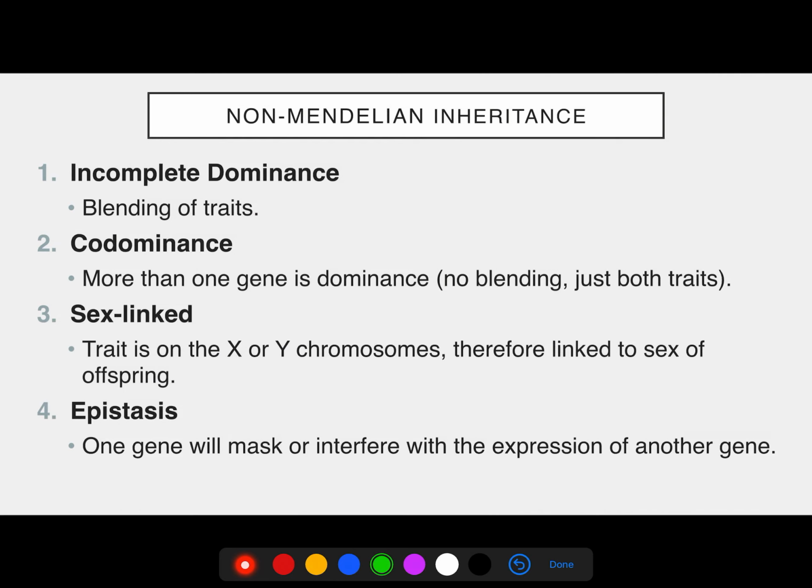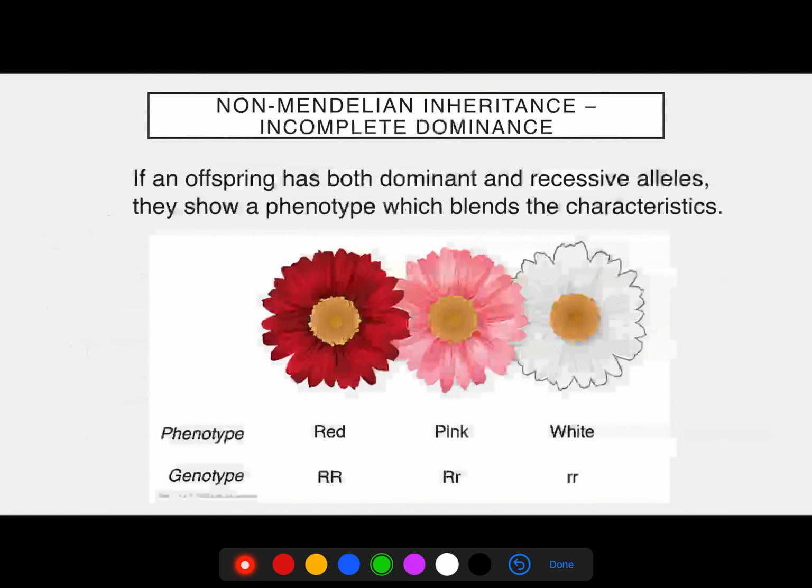Okay, so there are several genes that do not follow Mendelian inheritance, and these are called incomplete dominance, codominance, sex-linked, and epistasis. So what I'm going to do is just show you an example of each one of these so you can identify how they work. All right, so incomplete dominance.